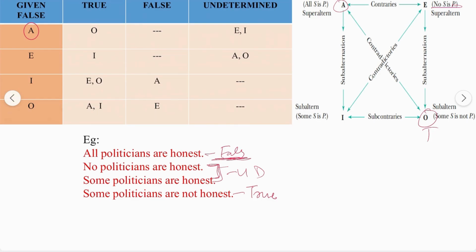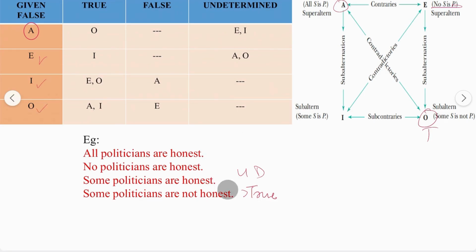But here false is taken. If it is false, then in that case, no politicians are honest: we are not sure about the truth value. Some politicians are honest, and some politicians are not honest. It is true, but then some politicians can be honest, right? So this can also be true or it can be false. We are not able to determine the value. The same goes with the other three: E, I and O propositions.